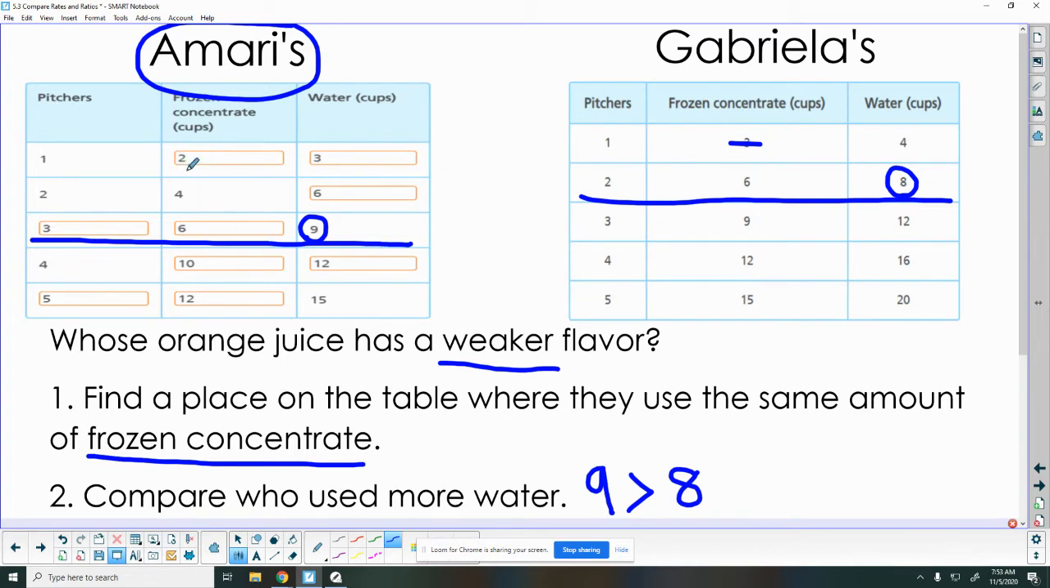So you've got to find a place to compare that's the same. I can't compare easily 2 and 3 because they're not the same. But I can look and say she had 6 of orange juice, but then Amari put in more water, so that watered down the flavor and made it weaker.